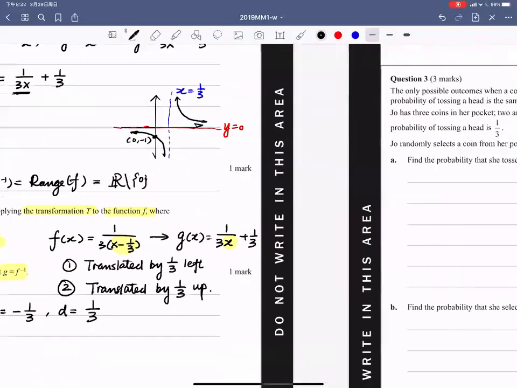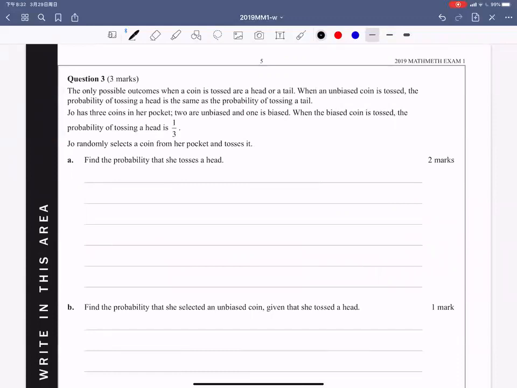Okay, easy. Question 3 is a simple discrete probability question. The only possible outcomes when a coin is tossed are a head or a tail. Let's name them: head, tail. When an unbiased coin is tossed, the probability of tossing the head is the same as the probability of tossing the tail. Jo has 3 coins in her pocket. 2 are unbiased and 1 is biased. When the biased coin is tossed, the probability of tossing the head is 1/3. Jo randomly selects a coin from her pocket and tosses it.